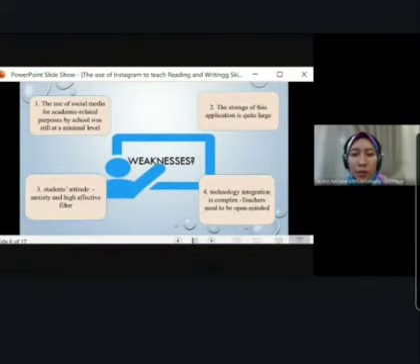And the second one is that the storage of this application is quite large. So accessibility is another issue worth considering, since some of the students might own their own handphone and not all handphones are compatible with the Instagram application, or they might not have enough space to download it.